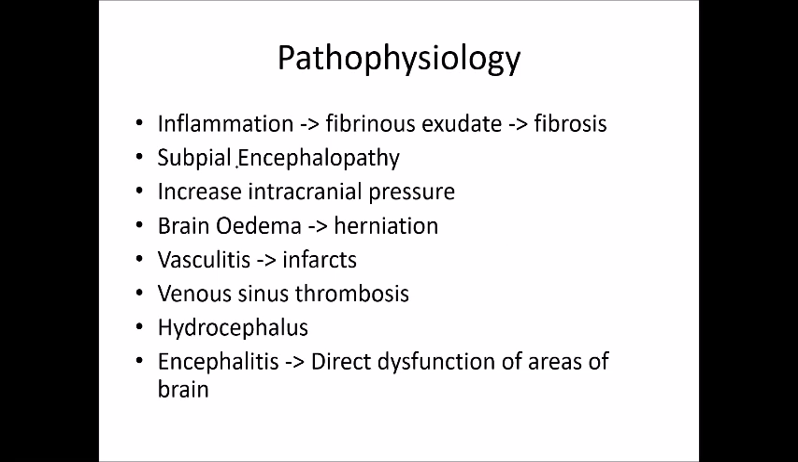So you see, with inflammation we will have fibrinous exudate, which will turn into fibrosis. This fibrosis might close the ostia or the passages of the CSF, which leads to hydrocephalus. Also, you can have subpial encephalopathy. All of those can increase the cranial pressure. You can have brain edema, which leads to herniation.